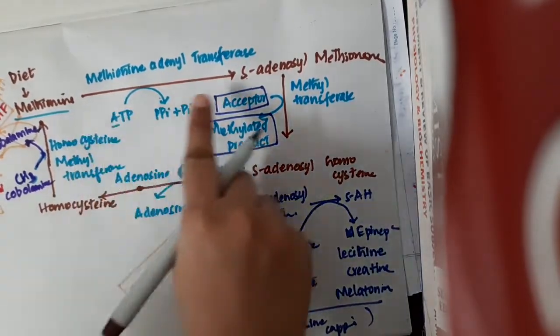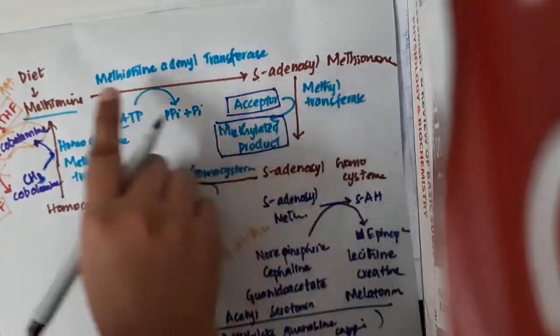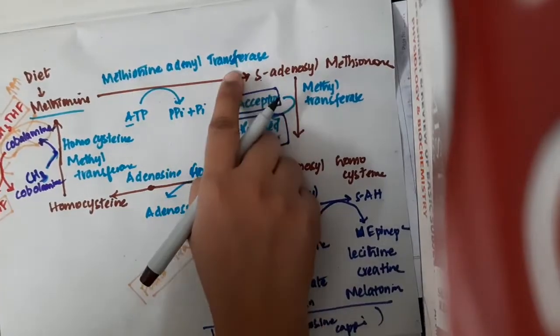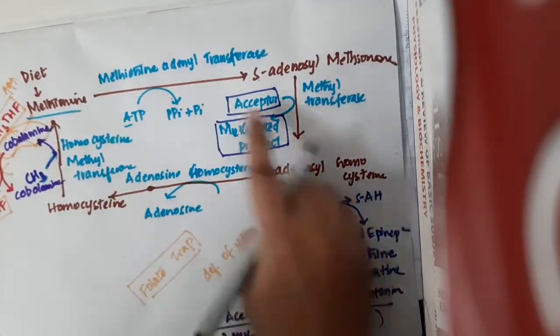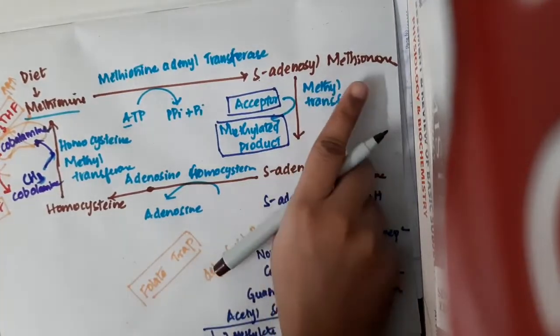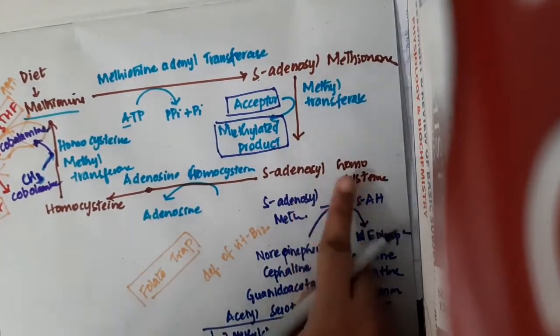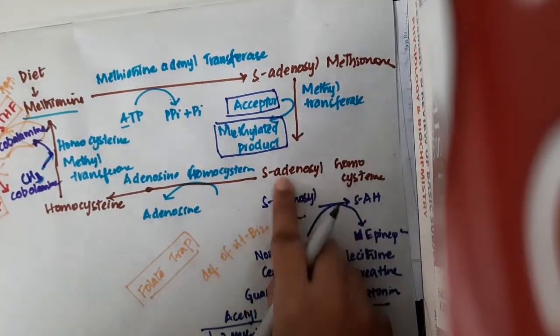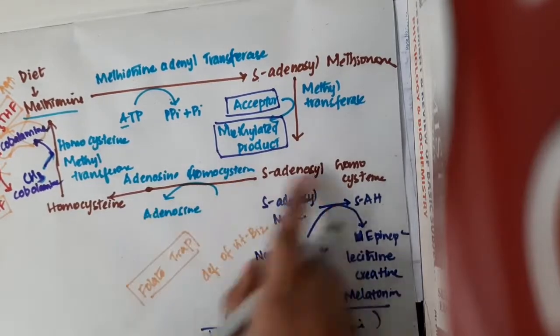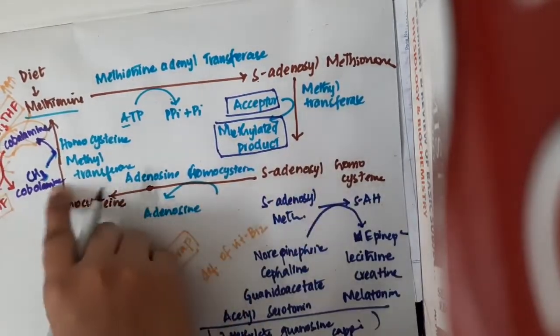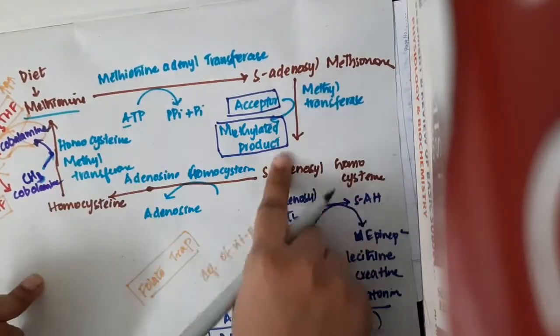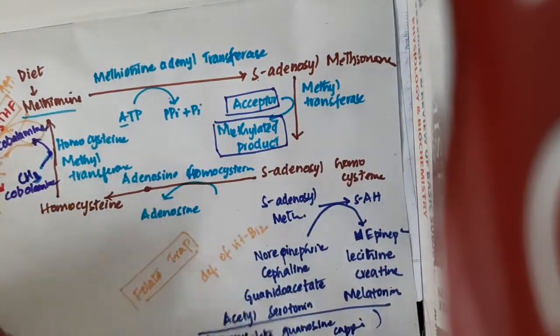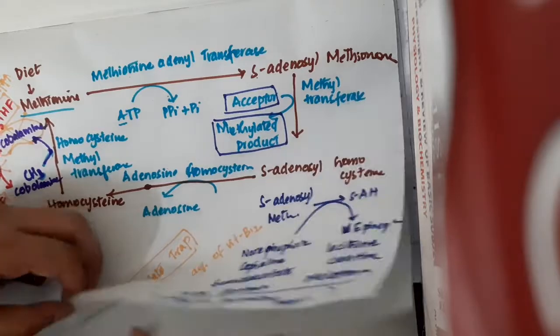Methionine gets converted first to S-adenosyl methionine in the presence of methionine adenosyl transferase with the help of ATP, whereas this S-adenosyl methionine gets converted to S-adenosyl homocysteine in the presence of methyl transferase, and this S-adenosyl homocysteine removes the adenosyl group and forms homocysteine. So methionine gets converted to homocysteine by a series of reactions.